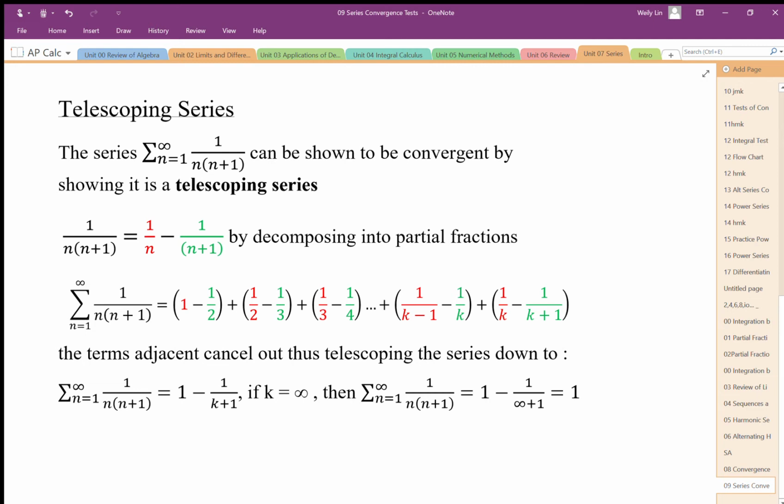So this one here, we can separate it into partial fractions. We can go over 1 over n minus 1 over n plus 1. And we can then do the expansion. And the expansion looks like this. And what ends up happening is we have these terms, okay, on minus 1/2 here from the n plus 1.